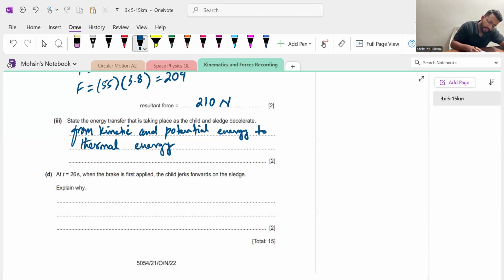Why is kinetic energy converting? Because initially it has speed. Why is potential energy converting? It's a gravitational potential energy. I'm mentioning it here because it has some height.